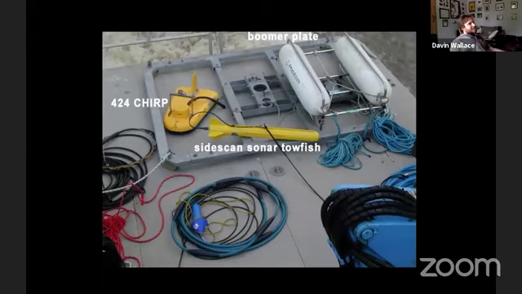And here's what those things look like, at least the ones that we use. This is the chirp. This is the boomer and the plate that gets towed behind the boat. And here's what a side scan looks like. So this is about 2 or 3 feet long, 1 or 2 feet wide. This is like 3 or 4 feet long, 1 or 2 feet wide. So these are fairly small, manageable. You can use them on small boats.